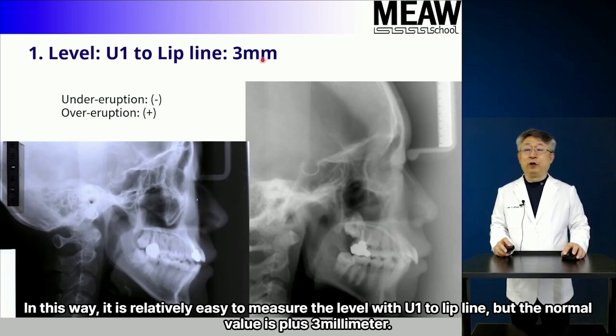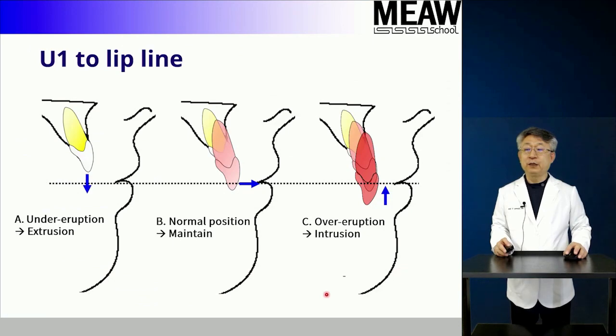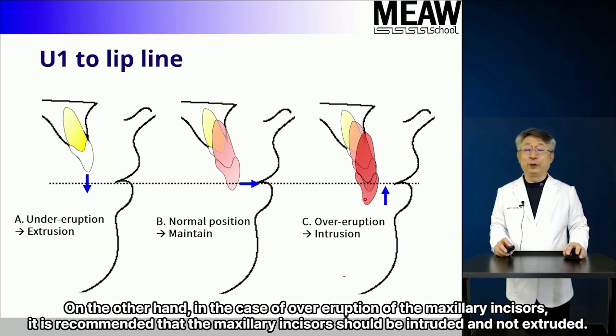In this way, it is relatively easy to measure the level with the on-to-lip line, but the normal value is plus 3 mm. In other words, the under-eruption of the maxillary anterior is a negative value, and the over-eruption of the maxillary anterior is a positive value. In the case of under-eruption of the maxillary incisors, it is possible to erupt the maxillary incisors. On the other hand, in the case of over-eruption of the maxillary incisors, it is recommended that the maxillary incisors should be intruded and not extruded.